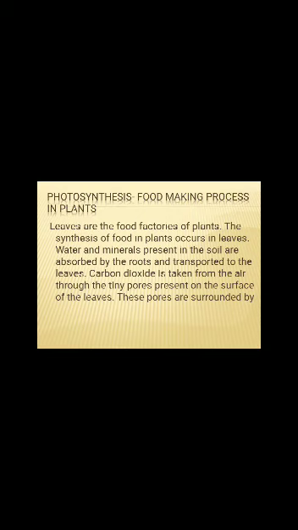Water and minerals present in the soil are absorbed by the roots and transported to the leaves. Carbon dioxide is taken from the air through the tiny pores present on the surface of the leaves. These pores are surrounded by the guard cells. These pores are called stomata.